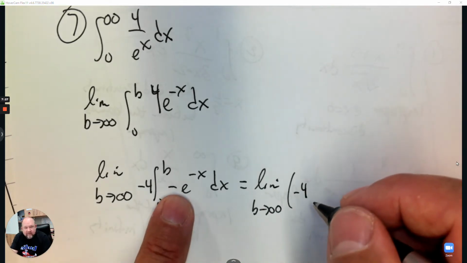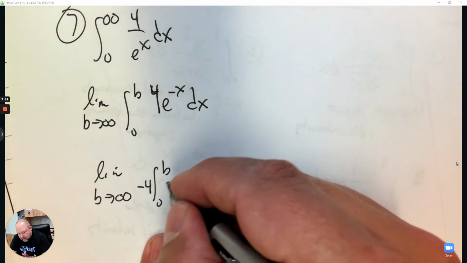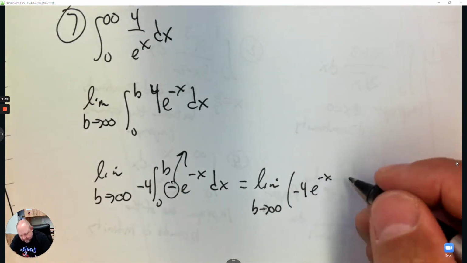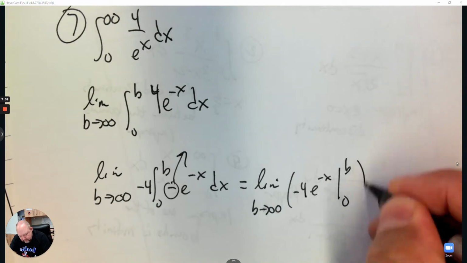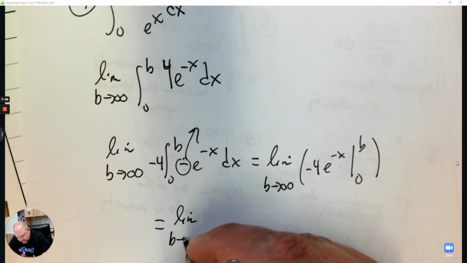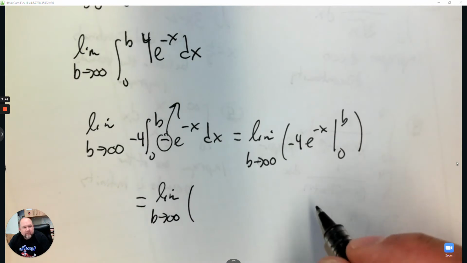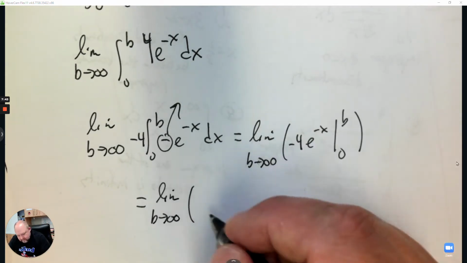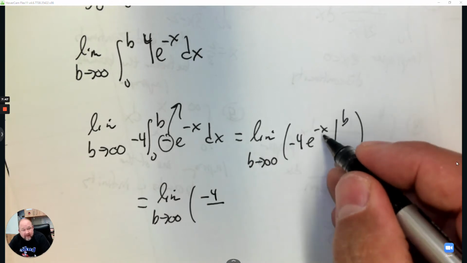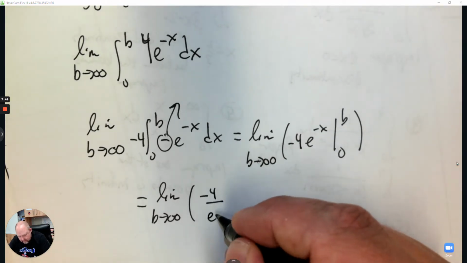The integration of negative, this hook can go away. And then the integration of e is just copy it. And we're integrating from 0 to b. Keep that limit notation. We're going to plug in b. Now we're going to make it calculus friendly or algebra friendly. E to the negative x goes back in the denominator.